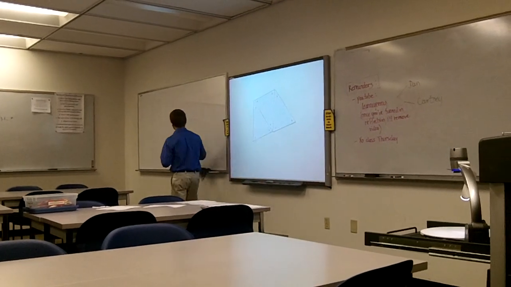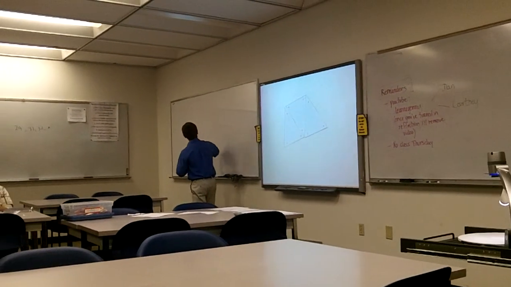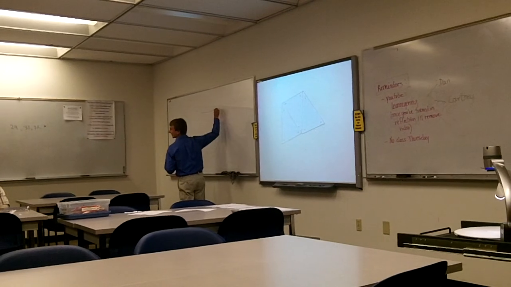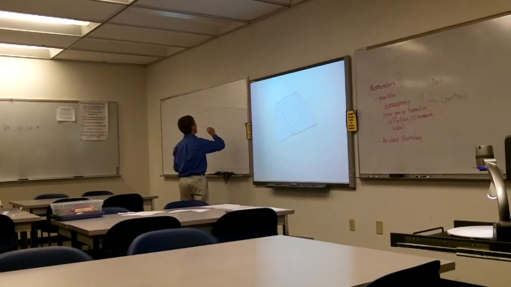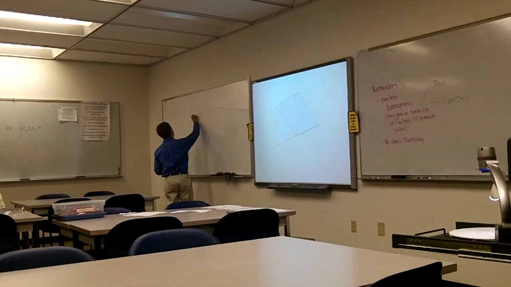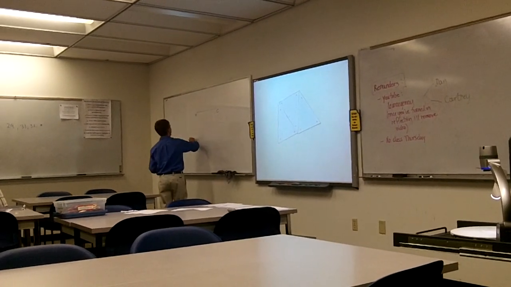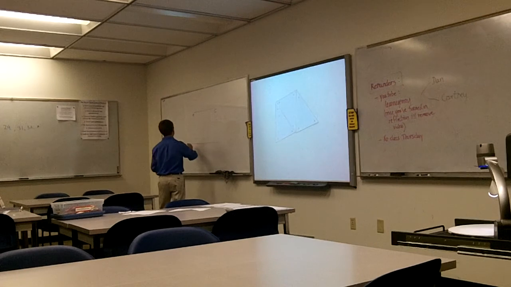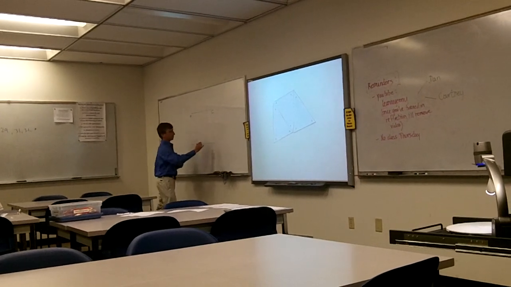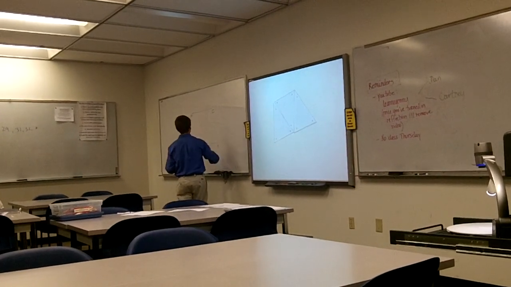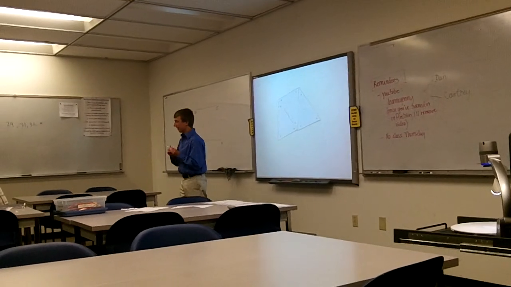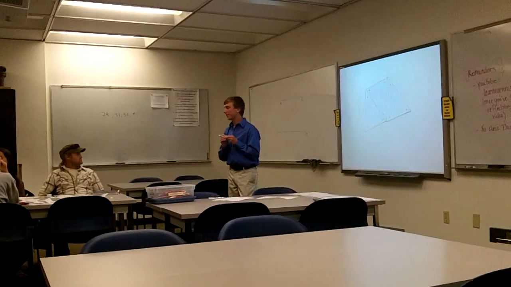Alright, let me draw them up here. So if we have parallel. Yes. Parallel. This is BC. And this is CB. So we have two parallel lines. And what is the definition of a parallel line?